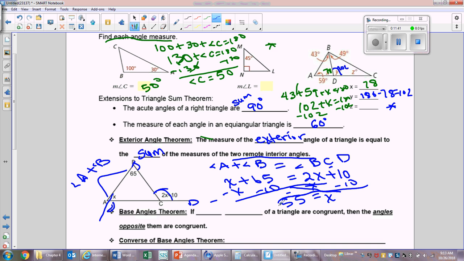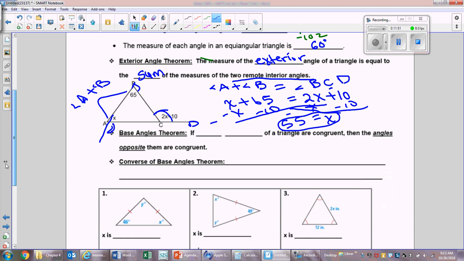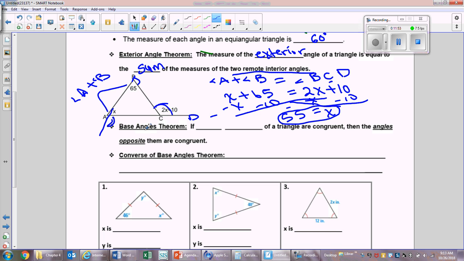So the measure of angle x is going to be 55. Okay, and then you can plug it in. All right, so the next one is just the converse of it. The base angle theorem.